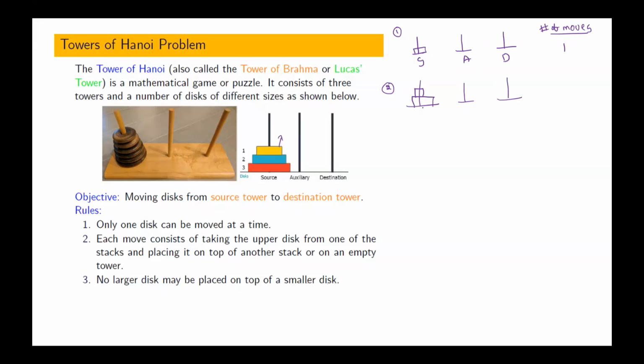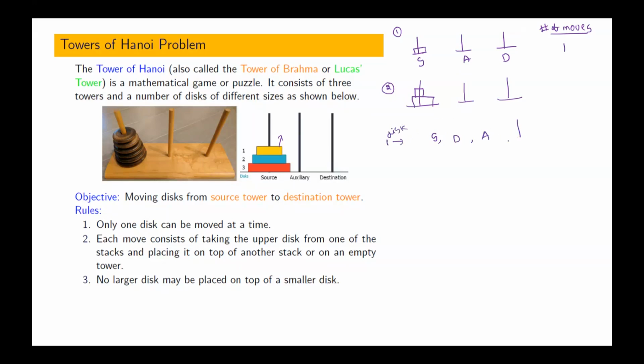What do we do first? The smaller disk will be moved to the auxiliary. So in the first step, we move one disk from source to auxiliary with the help of destination.